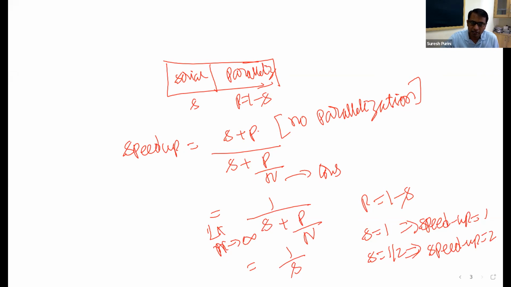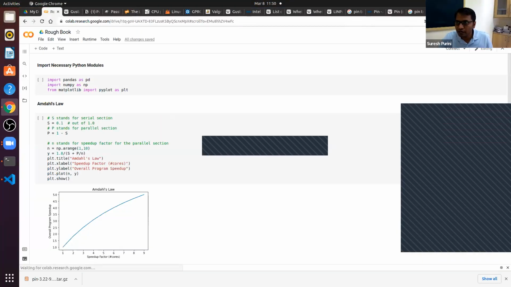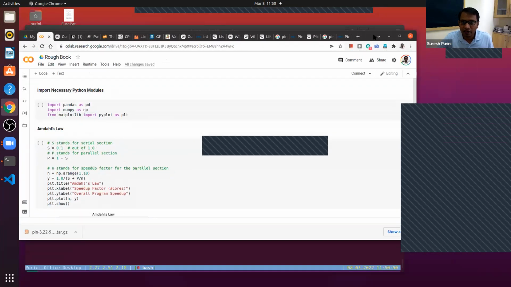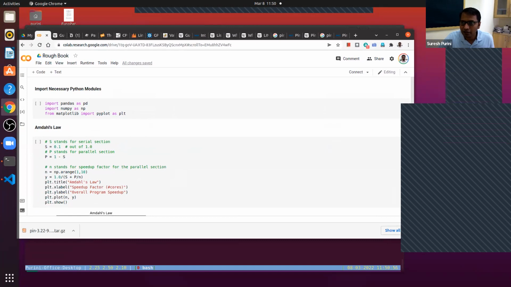That's an important realization that, okay, this is the best possible speed up that I can achieve. So this understanding you should have. In order to see this, let's take a look at it, I'll share it with you on my desktop. And please feel free to ask questions, stop me and ask questions. We'll keep it informal and have fun.